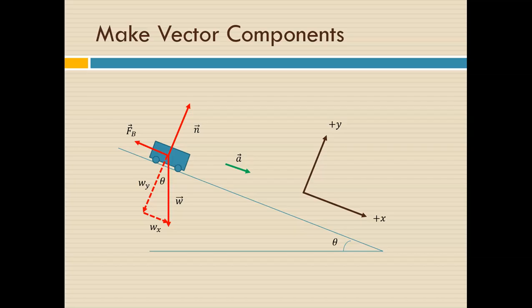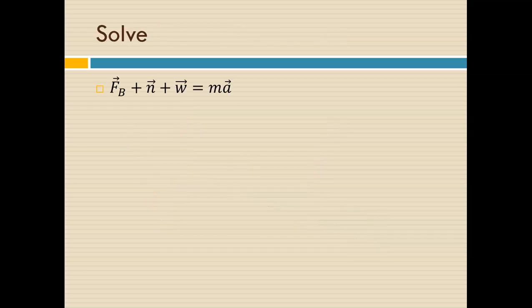Does that change your vector equation? Yes, it does. Not the principle behind it. The principle behind it's still the same. Net force equals mass times acceleration. But now we change the vector equation because now we have an additional force. It now becomes FB plus N plus W equals MA. So you see, all we're doing is just adding one more vector.